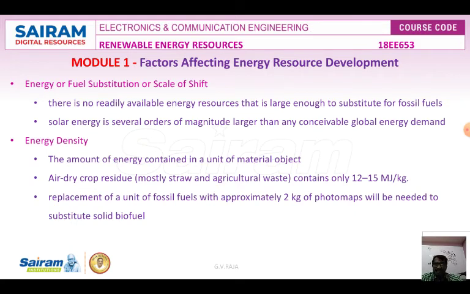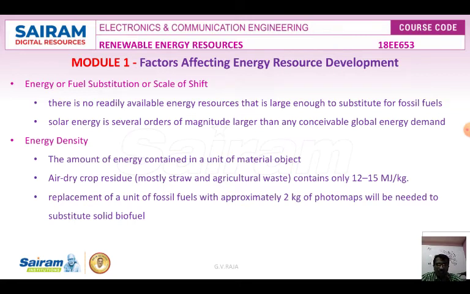The second factor is energy density. The amount of energy contained in a unit of material is energy density. That is, how much energy is obtained from the material. If we take one photovoltaic cell, the small cell generates 1 volt, so the whole material will generate 1 volt or 0.5 volt. That is energy density. Agriculture waste and straw, thousands of kilos we are using, but they contain only 12 to 15 megajoules per kg of energy.